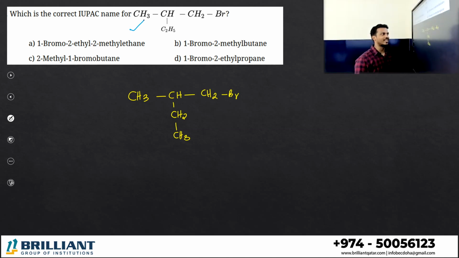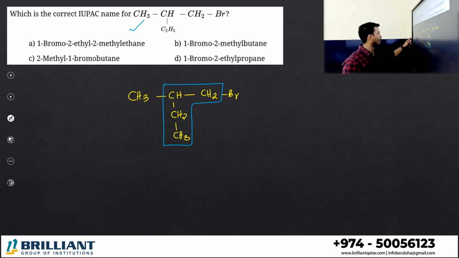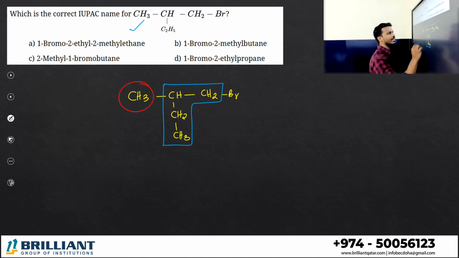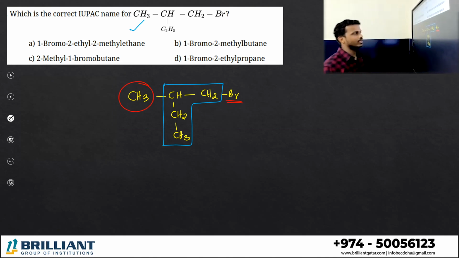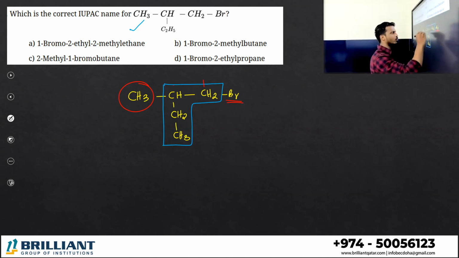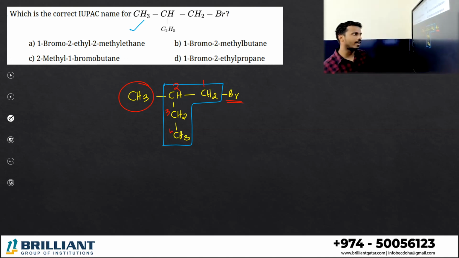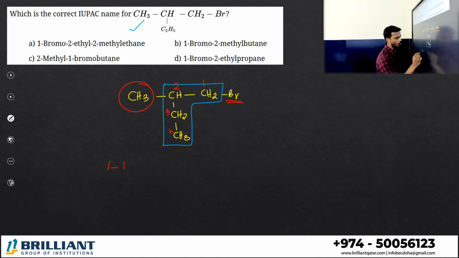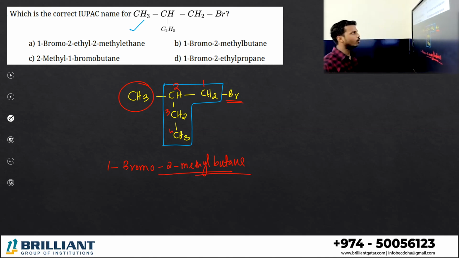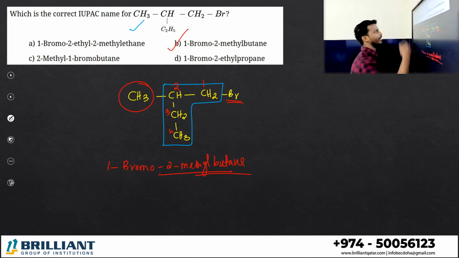Now the parent chain changes. What is the parent chain? You can take this as the parent chain, which includes bromine. So what are the branches you have? One methyl is there, one bromine is there. You know, halogen is the highest priority here, so let's give halogen the lowest number. Numbering 1, 2, 3, 4: second position methyl, first position bromo. In alphabetical order, bromine is first. Therefore, 1-bromo, 2-methyl, the parent chain contains 4 carbons, butane. 1-bromo-2-methylbutane. Option B is the correct one.